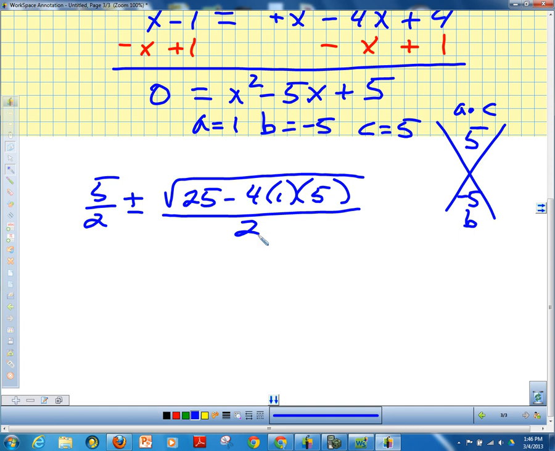So we get 25 minus 20 underneath the square root. So we get 5 halves plus or minus square root of 5 over 2. So here's the problem with this kind of problem. Sometimes you get extraneous answers. Sometimes both answers work. Sometimes one answer works. Sometimes none of the answers work.